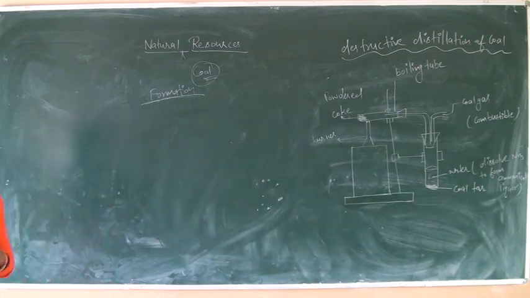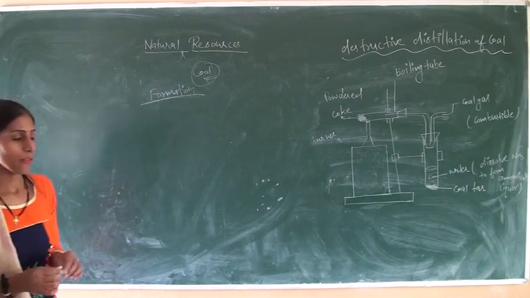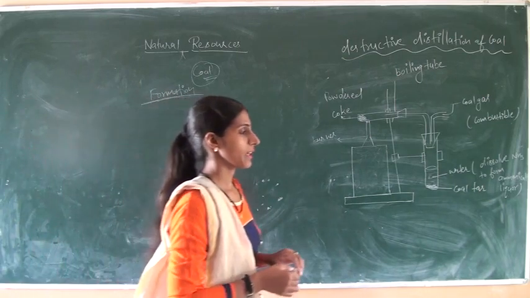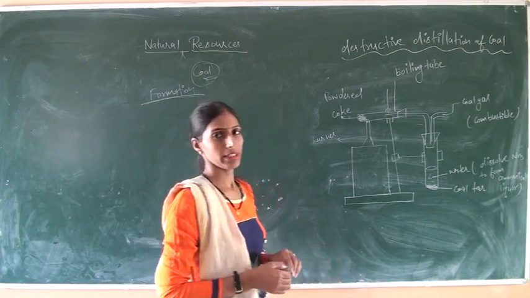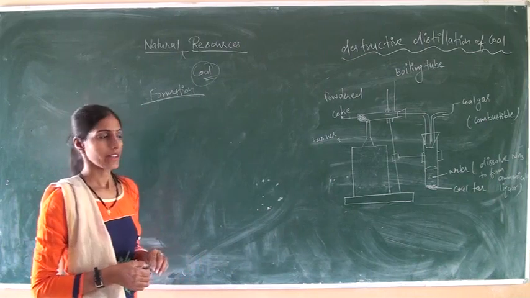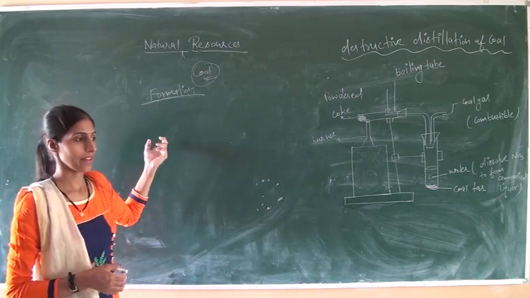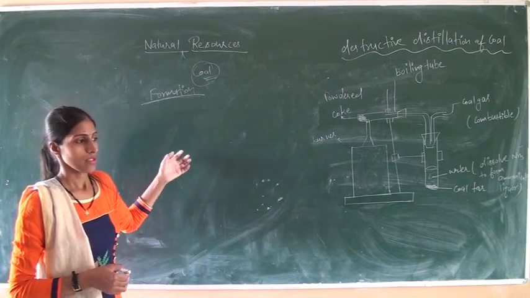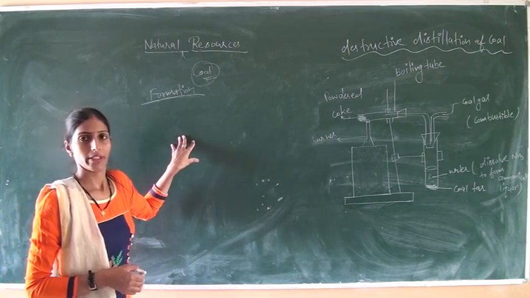Coal is mainly formed in the forest. There are many plants which are buried deep under the earth and they are converted into a useful component.